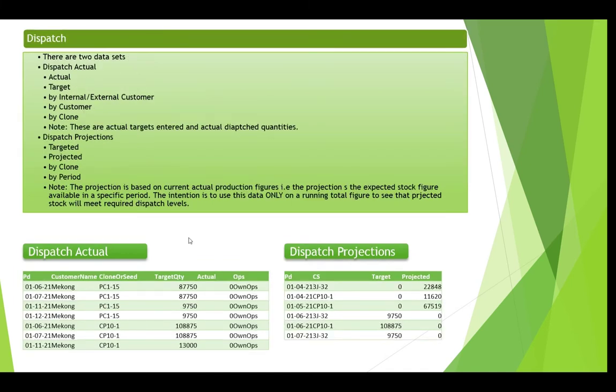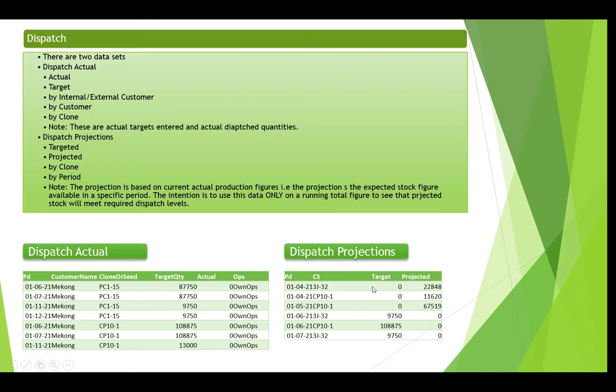Which brings us to the final category of dispatch. Again, we have given you two very separate data sets here. The first one is quite simple. It's just, are we meeting dispatch requirements? We've got a few extra columns here. We've added an internal external switch basically, so you can either make it own ops or external ops. And then obviously we've added a customer column here so that you can actually query by customer, and then by clone. And of course, this is by period as well, by period, by clone.